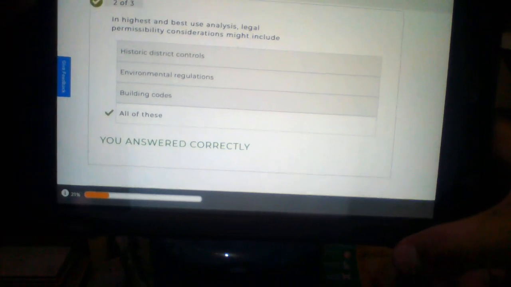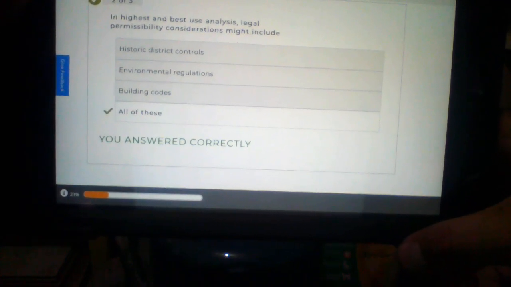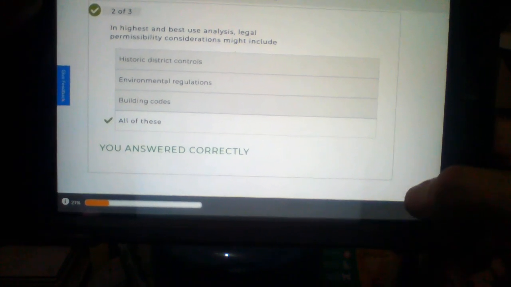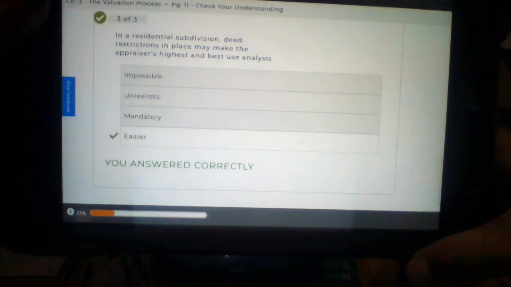Number 2, in highest and best use analysis, legal permissibility considerations might include, you said, all of these in regards to historic district controls, environmental regulations, and building codes. And that was correct. And lastly, number 3, in a residential subdivision, deed restrictions in place may make the appraiser's highest and best use analysis, you said, easier. And that was correct.